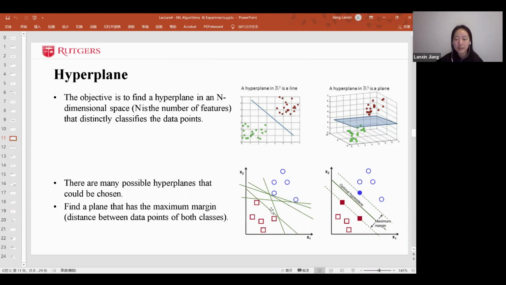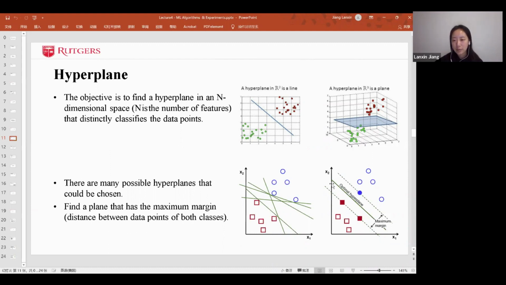And you may notice that there can be many possible hyperplanes that can be chosen to separate the classes. For example, in 2D, we can have so many lines to separate the two classes. So which one should we choose? The support vector machine states that we need to find the plane that has the maximum margin. So what is a margin? A margin is the distance between data points of both classes and the hyperplane. For example, you draw a line between the classes, and then you draw two parallel lines. Each line goes through the nearest data point to the hyperplane, and then you calculate the distance.